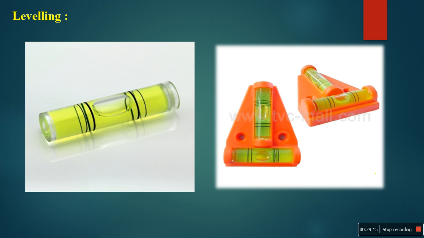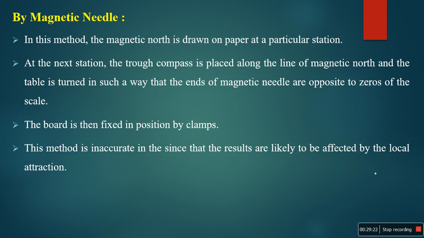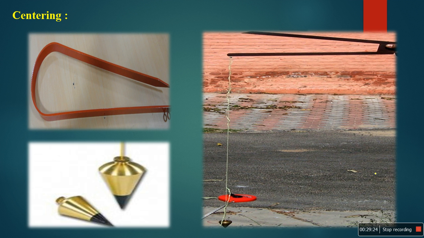Okay, these are the spirit levels used for leveling, and some other types of instruments. This is the picture of centering the plane table by using a U fork with a plumb bob.